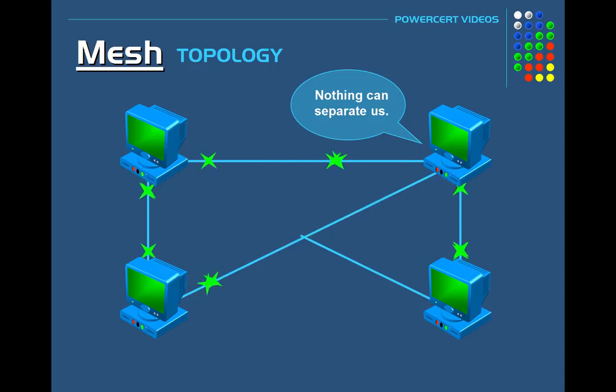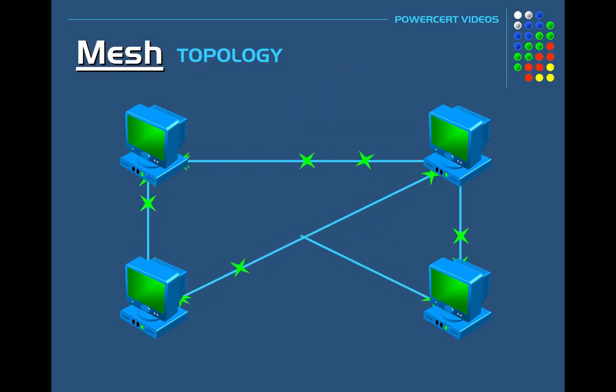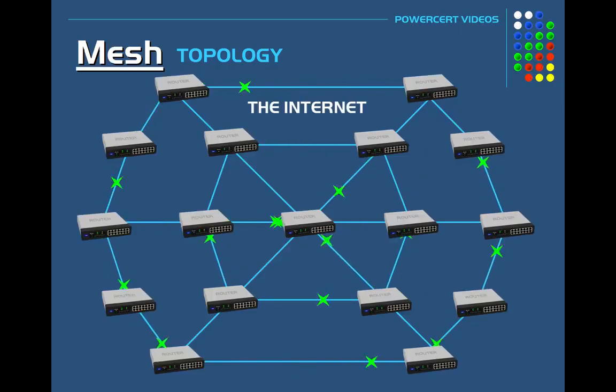However, because of the amount of cabling and network cards that have to be used, mesh topologies can be expensive, so they are rarely used on local area networks or LANs. They are mainly used on wide area networks like the Internet.